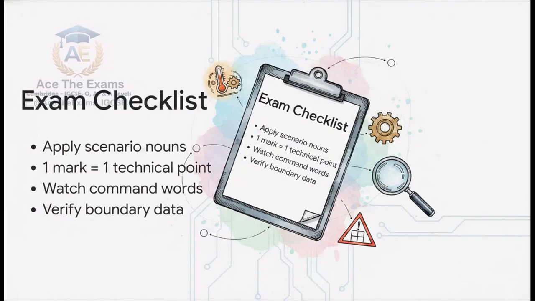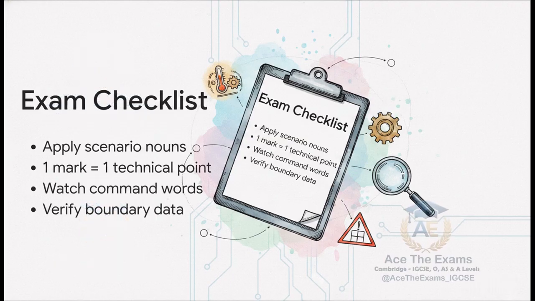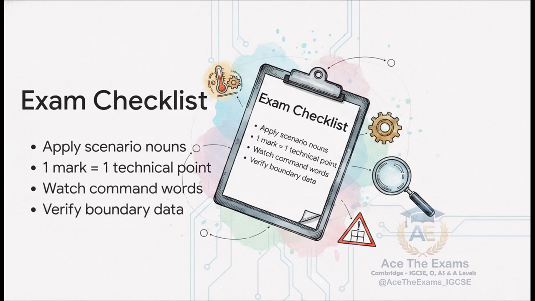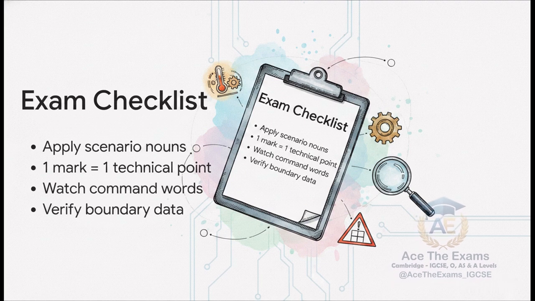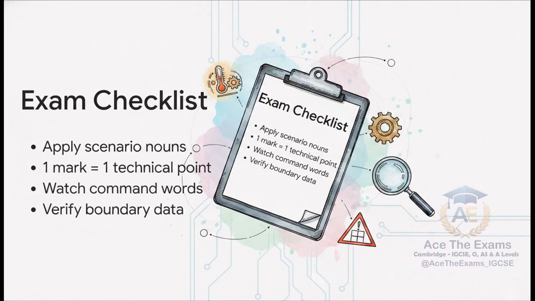Okay, rapid-fire revision checklist before we finish up this pit stop. Number 1, apply scenario nouns. If the exam question talks about a factory temperature sensor, your written answer must specifically mention the temperature sensor, not just generic data. Number 2, remember that 1 mark generally equals 1 distinct technical point. Don't waste time repeating the same idea twice. Number 3, watch your command words closely. The word explain requires a totally different depth of writing than just state. And number 4, always verify your boundary data to ensure your calculations haven't secretly triggered an overflow error.